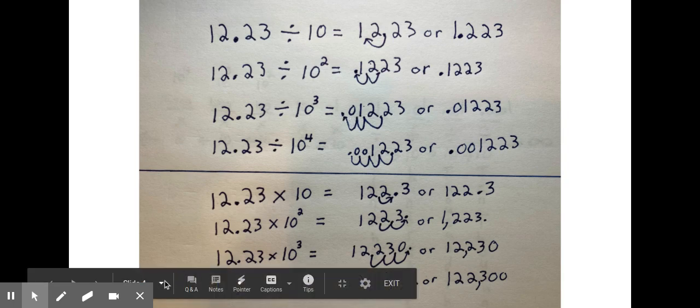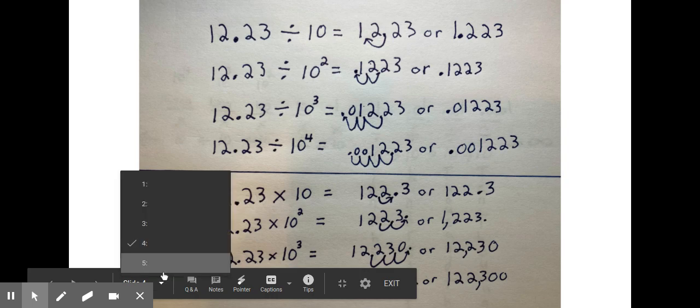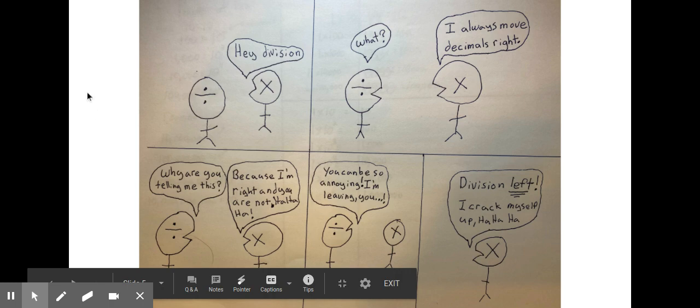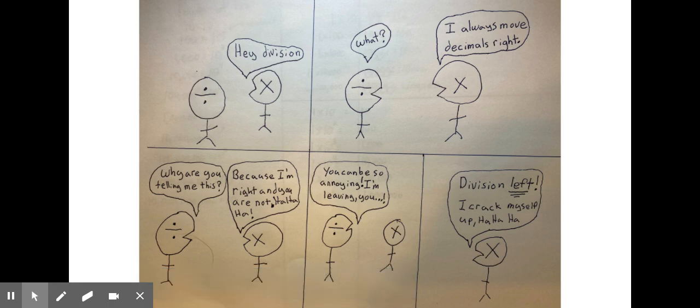Okay. Now for the final. You've made it to the cartoon. Congratulations. Hey, division. What? I always move decimals right. Why are you telling me this? Because I'm right and you are not. You can be so annoying. I'm leaving you. Division left. Ha! I cracked myself up. Ha ha ha.